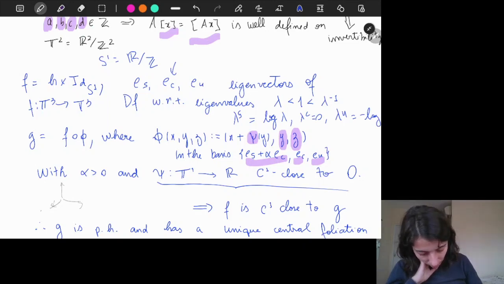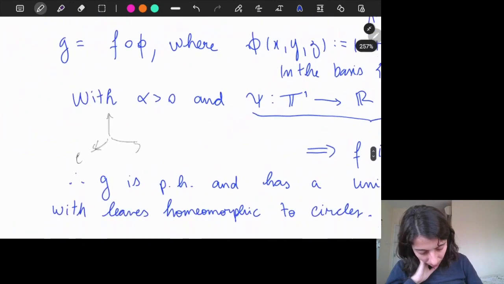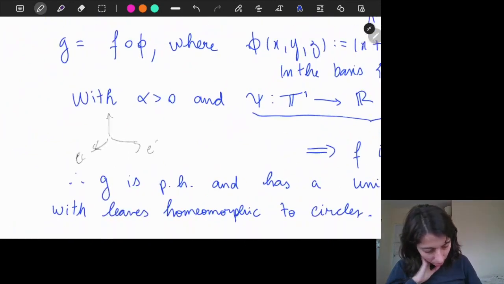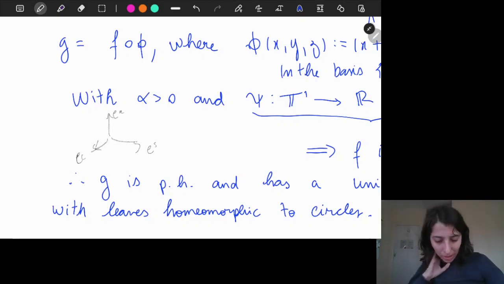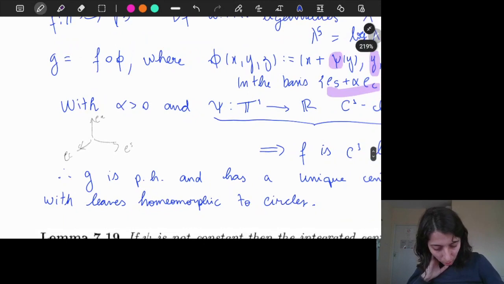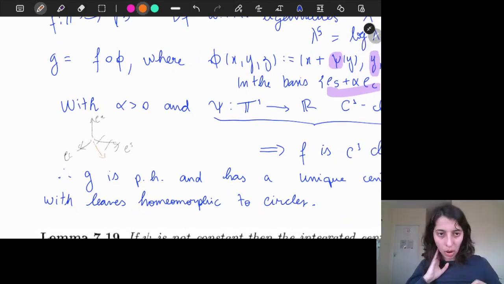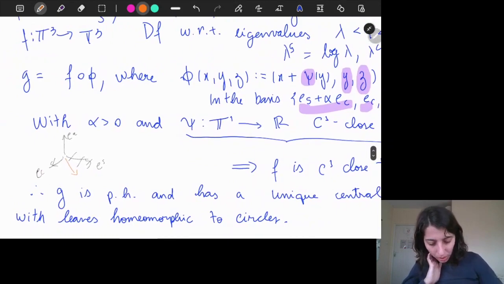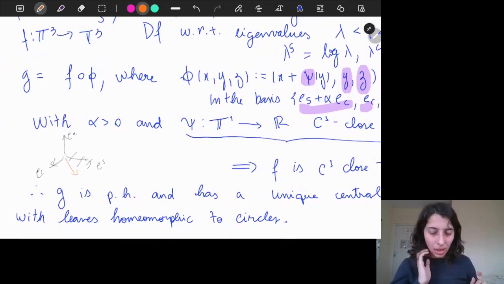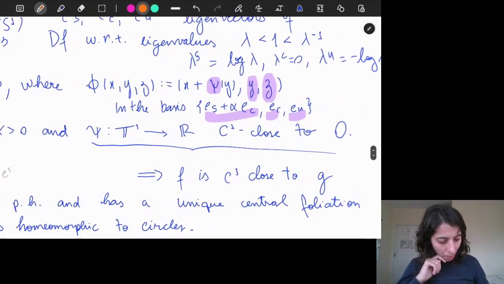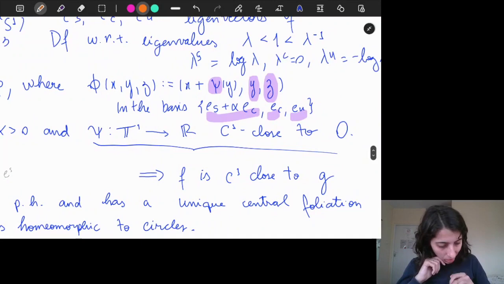This one is E, C, E, S, U. And then we are replacing this one here by this orange one, that is a combination of the center and the stable one. And then on these two, the gray ones, we are not doing anything. And on the orange one, we are adding something that depends on the center one.